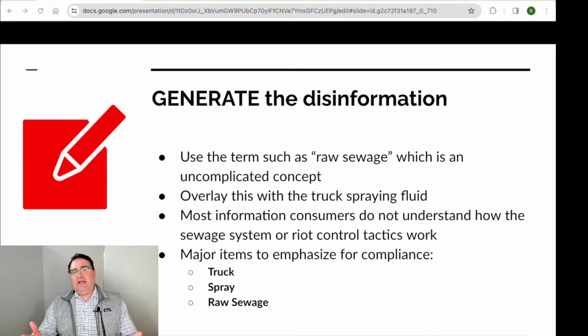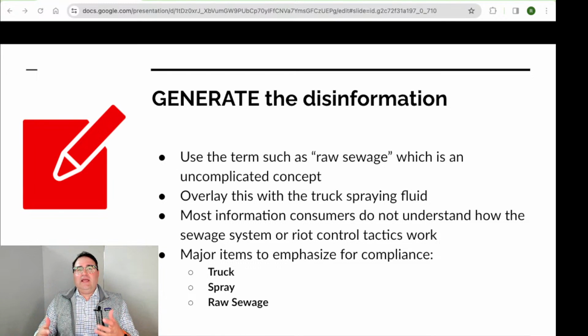Next, we're going to generate the disinformation. So this stuff smells really bad, so we're going to use the term raw sewage. It's a very uncomplicated concept. Everybody's gone to the bathroom before. They know what it smells like when you go to the bathroom. So we're going to say it is raw sewage that they're spraying.